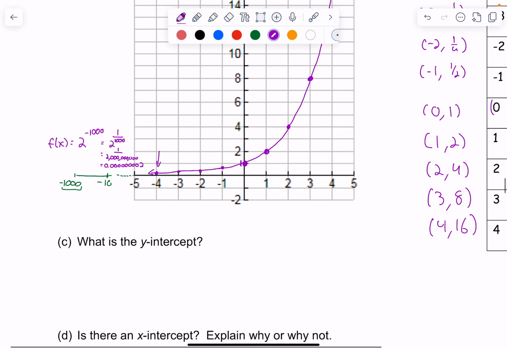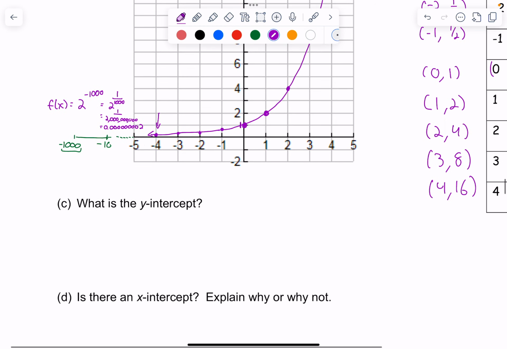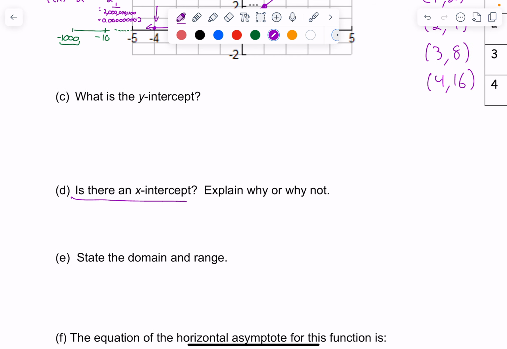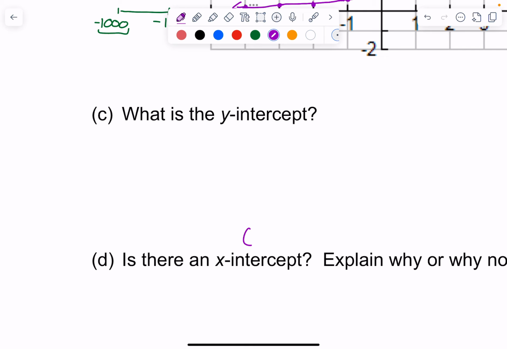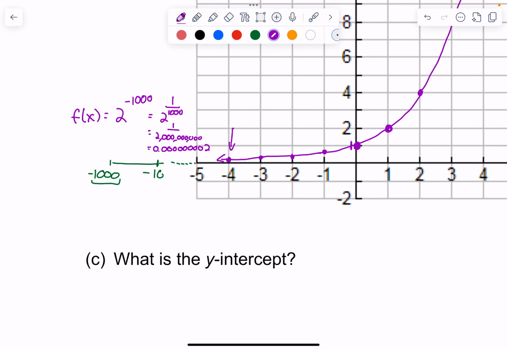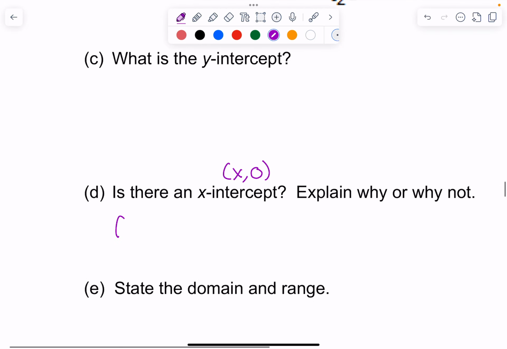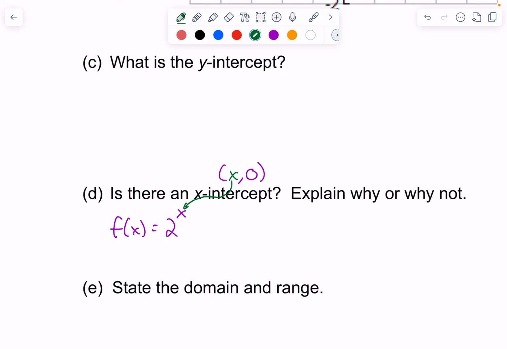All right, so I'm actually going to jump ahead here. Is there any x-intercept? Just using what I'm explaining here, an x-intercept happens at some x value when your y is 0. So we have this curve going like that. Is there a value that you can plug in for this x right here? Can you take a value and plug it in there and get 0?